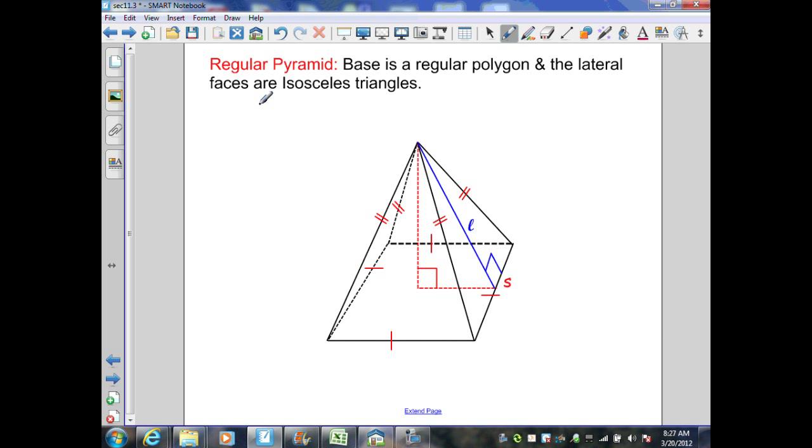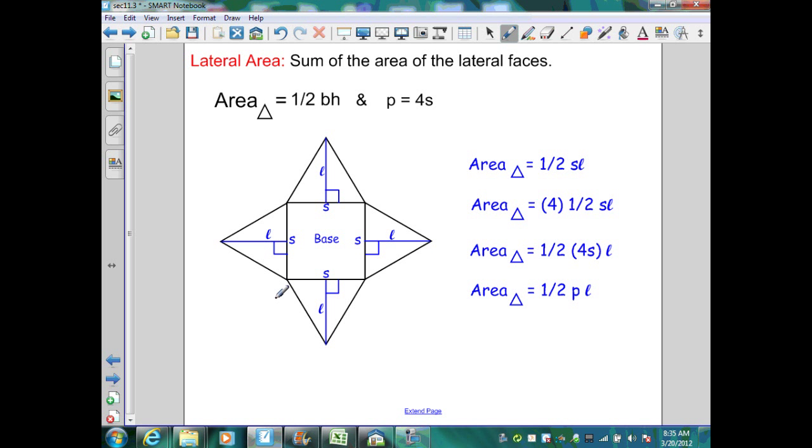A regular pyramid is created when the base of that pyramid is a regular polygon. Recall that a regular polygon is a polygon that has all sides congruent and all interior angles congruent. And that would make the lateral faces isosceles triangles. Here I have a net of a regular pyramid. In this case, this would be a square pyramid because the base is a regular polygon, which is a square. Therefore, the four triangles in the diagram are four congruent isosceles triangles.